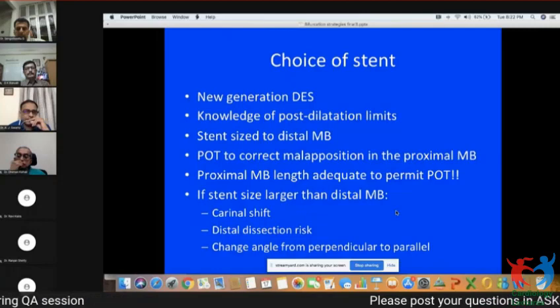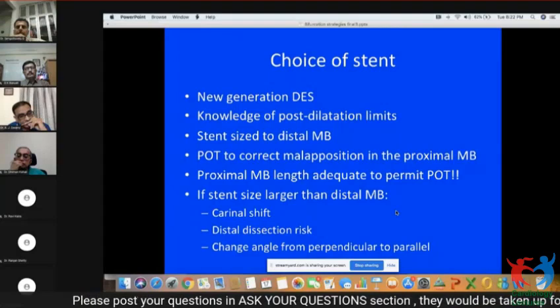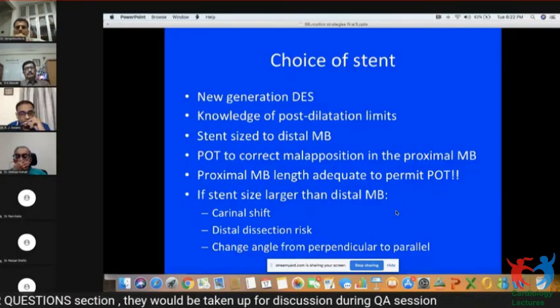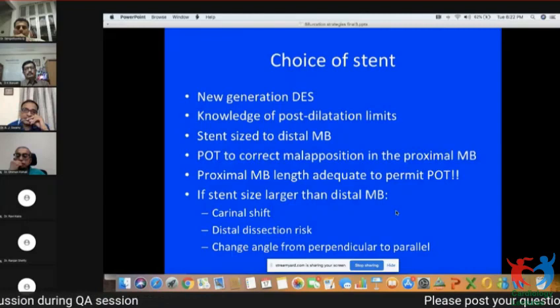If the stent size is larger than the distal main branch, you get carinal shift and there's a risk of distal dissection. It changes the angle from a perpendicular, or closer to 90 degrees, to a parallel angle, and that makes it all the more difficult as far as the initial procedure is concerned and also negatively impacts the long-term outcome. Do we wire the side branch?